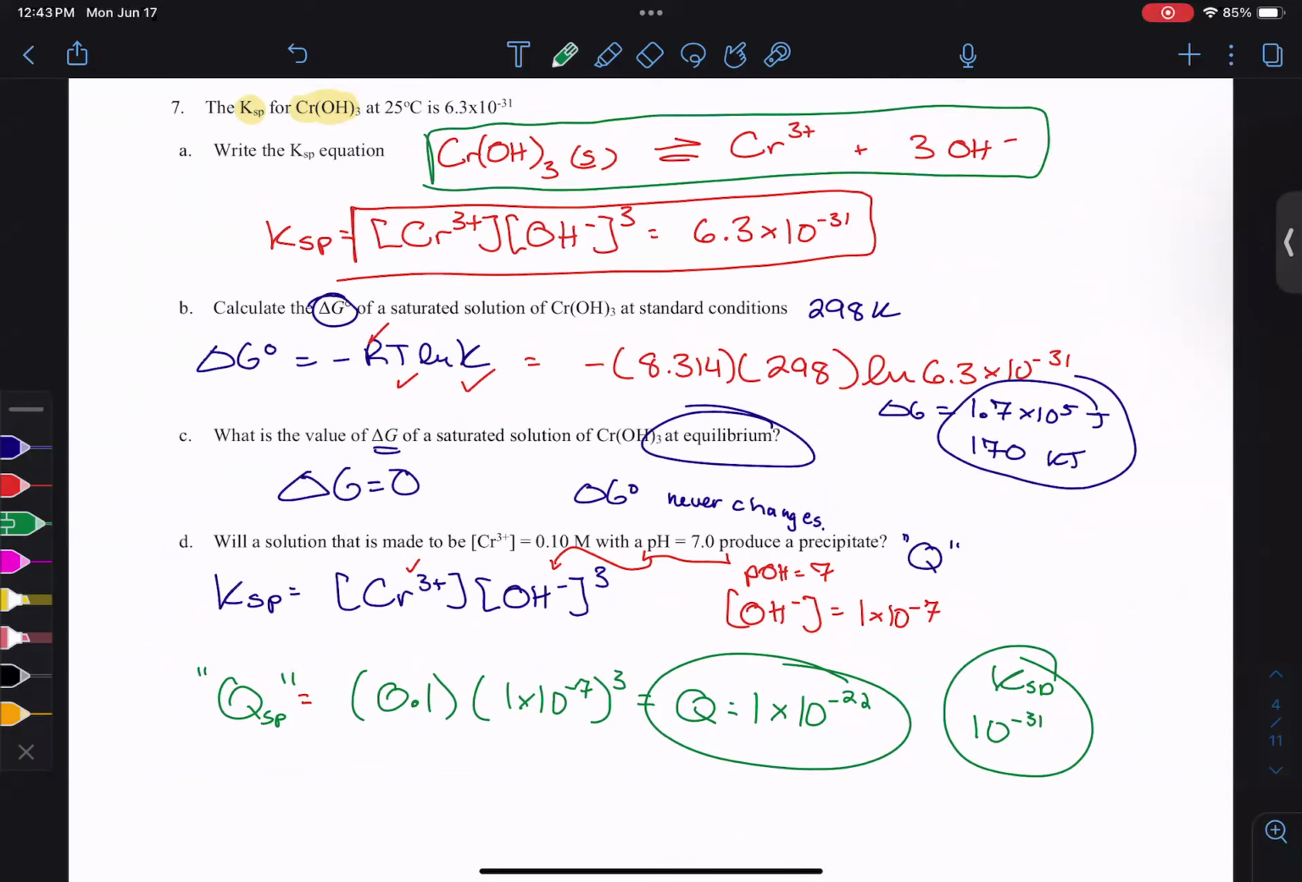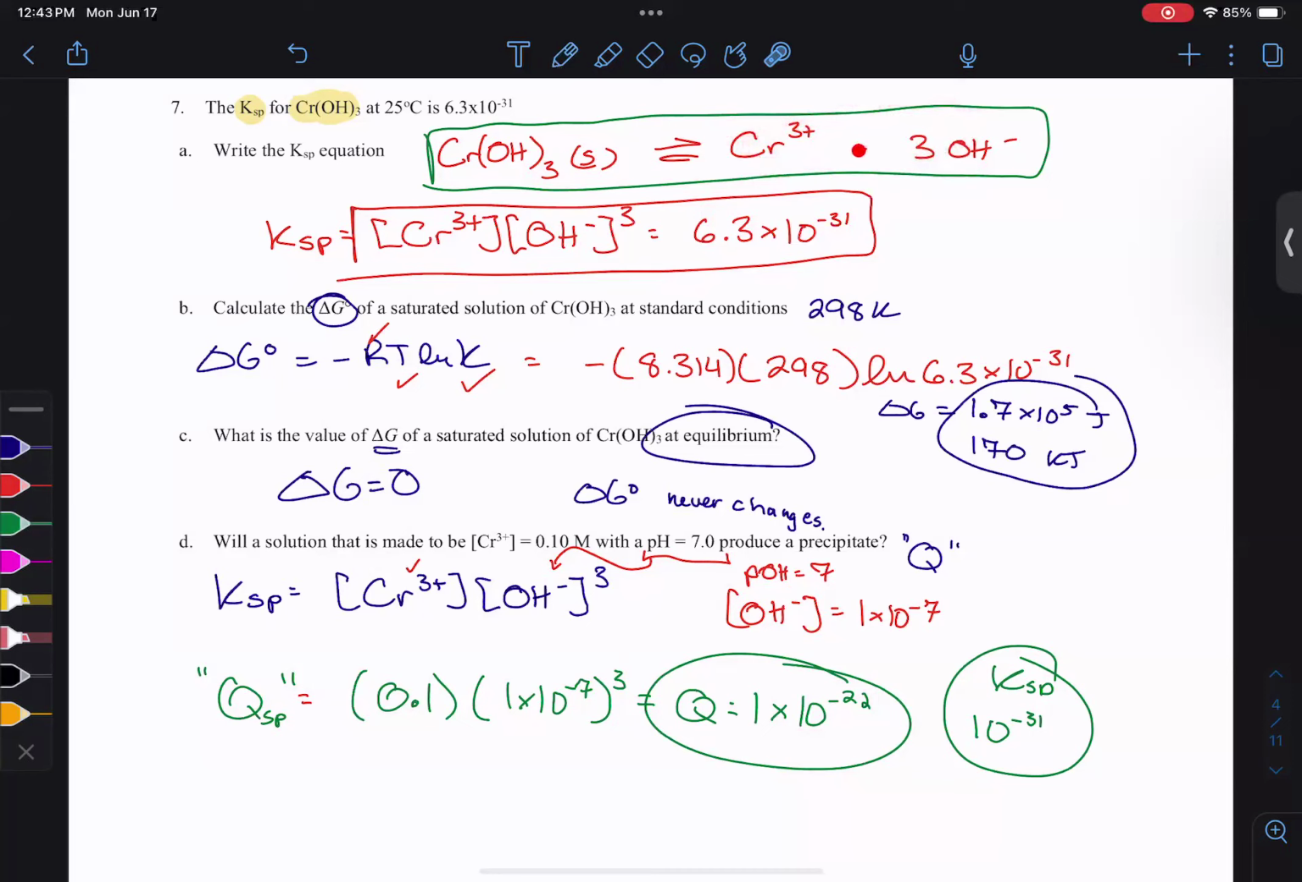Q is bigger or smaller than K right now? I know they're both small numbers, but which one is less small? Yeah, Q is bigger than K. So what does that mean? Go back to your chapter 15. If Q is bigger than K, you have too much products. Q or K is always products over reactants, so if it is a big number, you have a lot of products. So if Q is bigger than K, you have too much products right now.